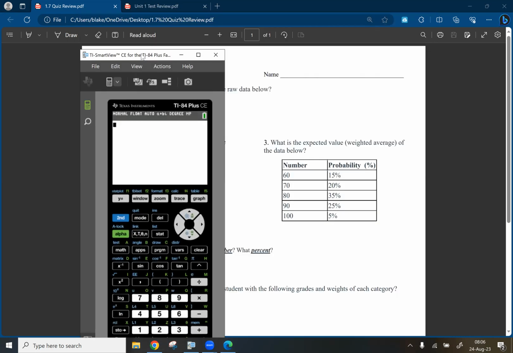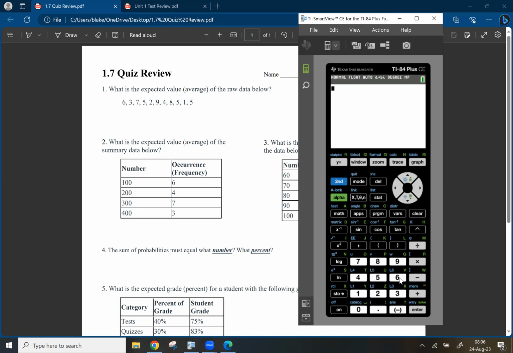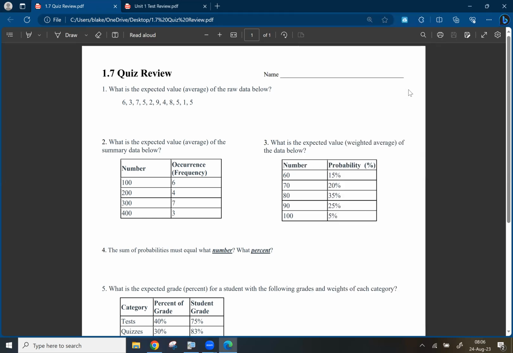So let me move this if I have room for it. We have 6, plus 3, plus 7, plus 5, plus 2, plus 9, plus 4, plus 8, plus 5, plus 1, plus 5. Let me double check all that: 6, 3, 7, 5, 2, 9, 4, 8, 5, 1, 5. There you go, that's our total. There are 11 numbers here, so we divide my answer by 11, and we get an average of 5. So the answer here is simply 5.